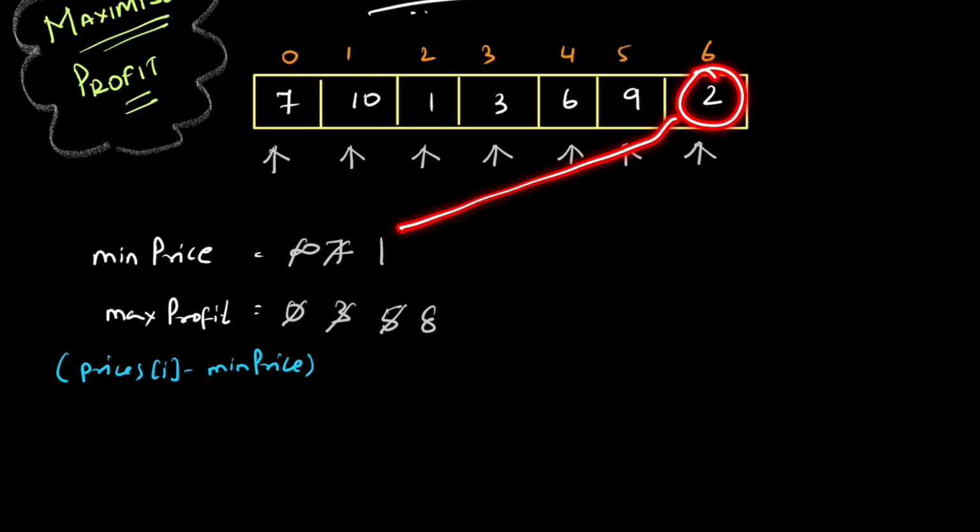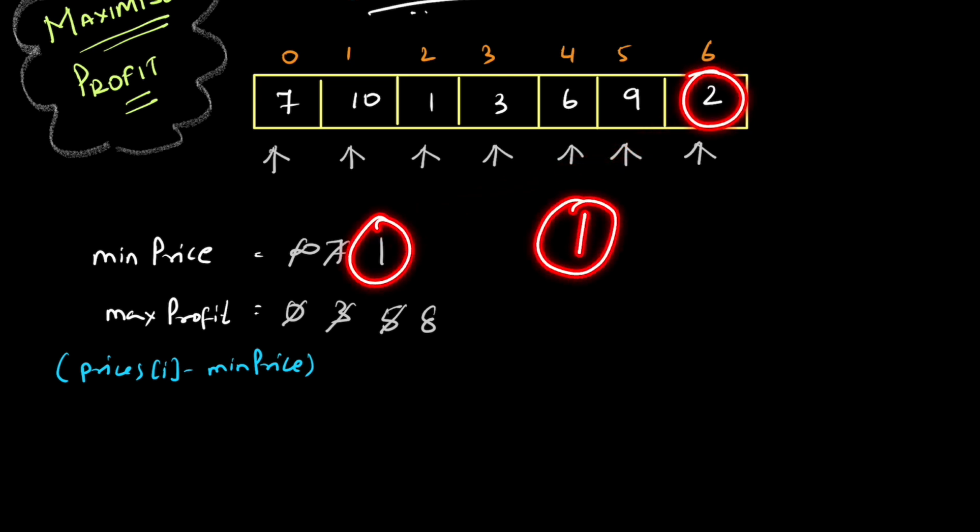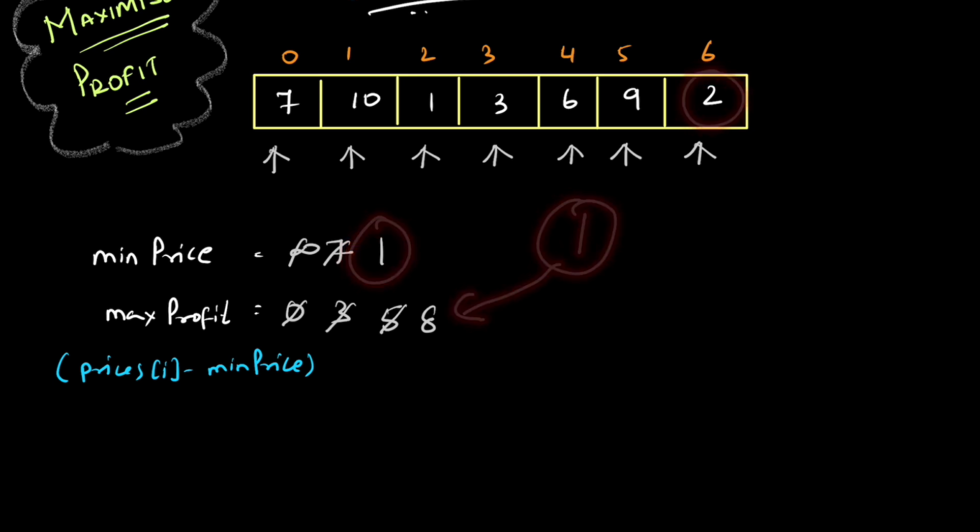And finally, at index number 6, the price is 2. First we'll check, can we minimize the price? No, because it's already 1. And the difference between 2 and 1 gives us 1, which is less than the maximum profit.